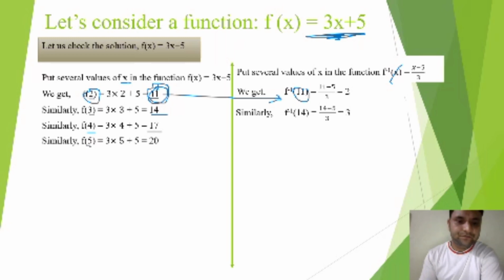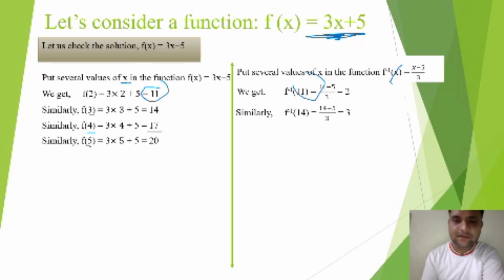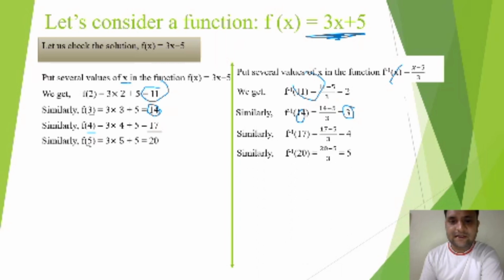So here you can see, the 2 that we had put earlier had given us 11, and the 11 that we are putting now is giving us 2. So this shows that our answer, the answer of the inverse, is correct. Just doing the same thing here, the 14 that we had obtained earlier, we will put that 14 again in this function, and we will get the same value of x that we had got earlier. So the same thing would be for f inverse 17 and f inverse 20.